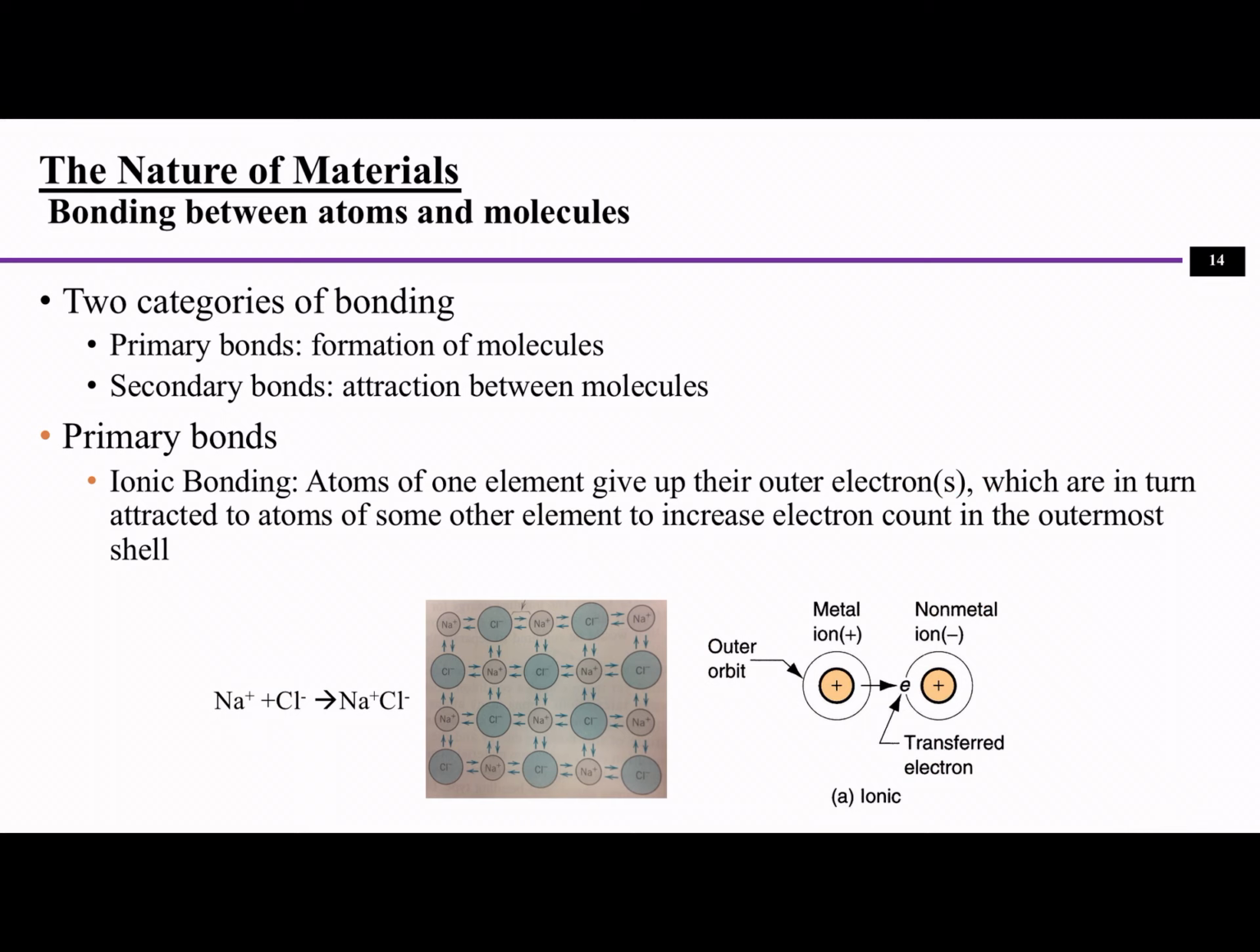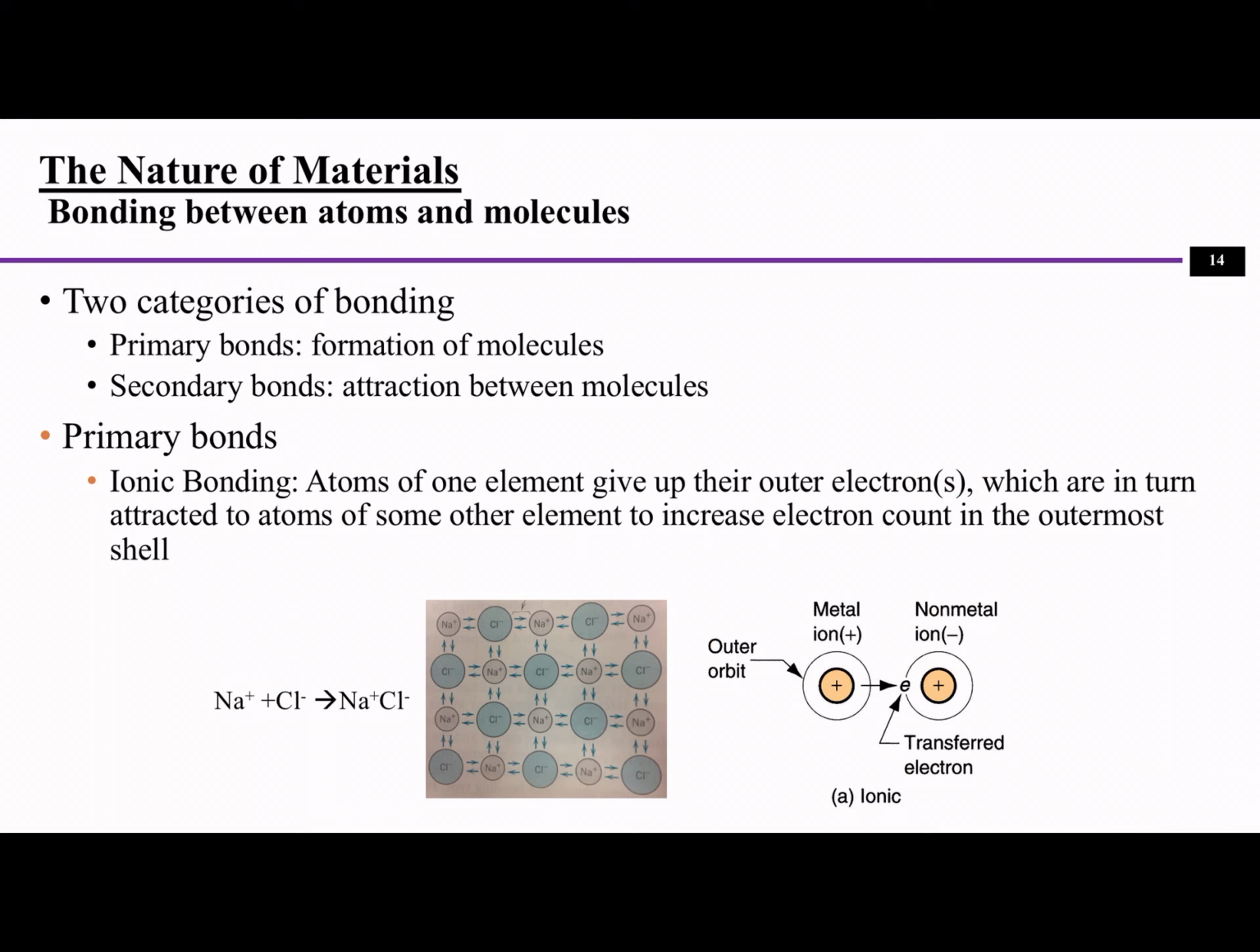For the primary bonds, there are also several types of bondings. The first one is ionic bonding. Ionic bonding means the atoms of one element give up their outer electron, which are in turn attracted to atoms of some other element to increase electron count in the outermost shell.